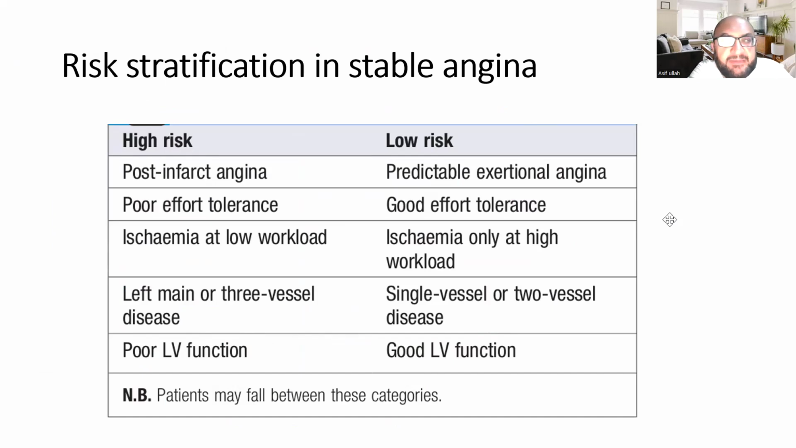So high risk is post infarct, poor effort, ischemia at low workload on ETT, left main or triple vessel disease with poor LV function. Low risk is predictable exertional angina, good effort balance, ischemia only at high workload, single or two vessel disease, and good LV function. However, patients don't strictly follow these criteria and may fall in between.